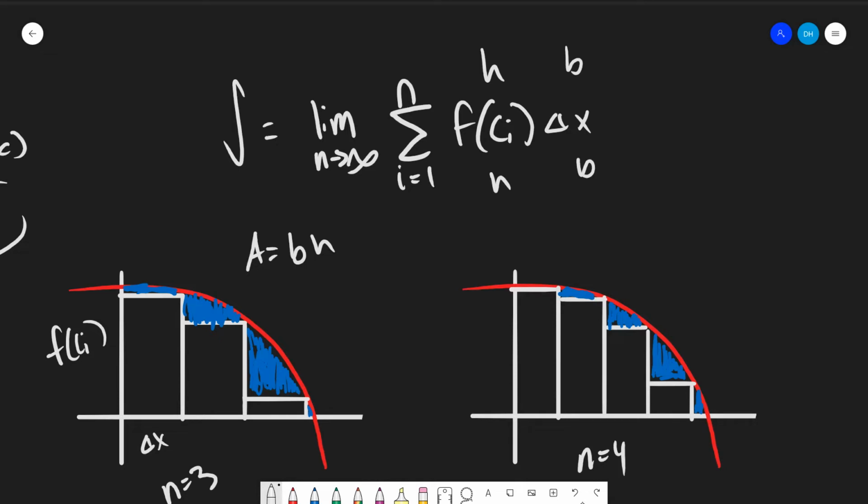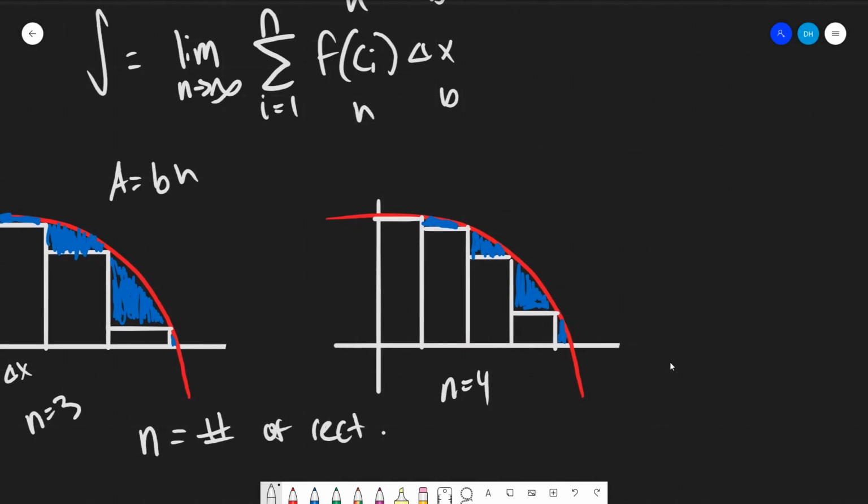And I can't really draw an infinite number of rectangles, but if we do have an infinite number of rectangles, or a really large number, this blue shaded region will become so small that we pretty much have an answer.